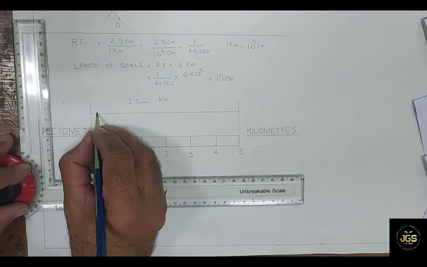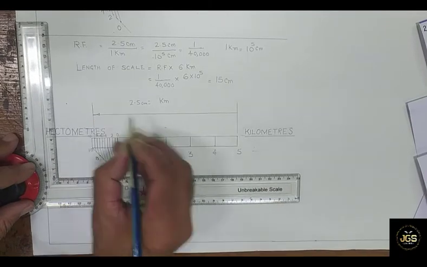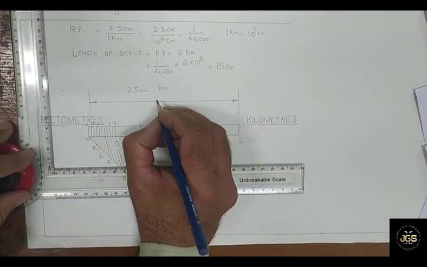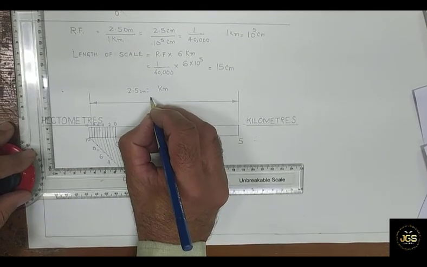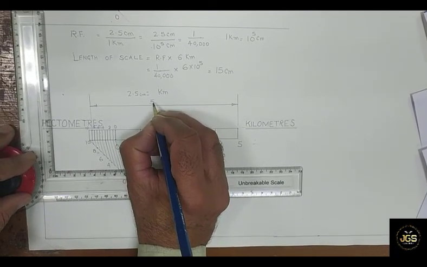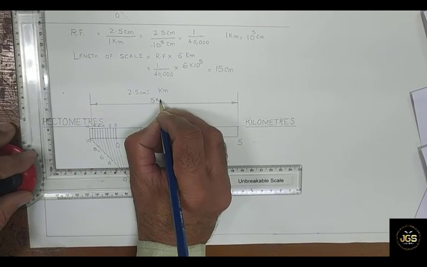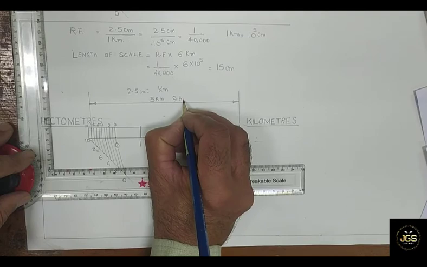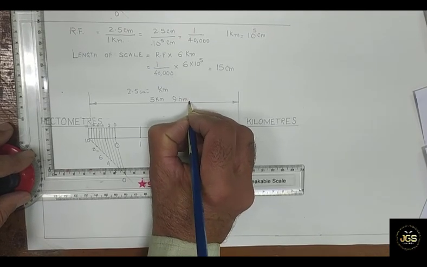So mark over here. This is the way how we can construct a horizontal scale. This indicates a distance of 5 kilometer and 9 hectometers. Thank you.